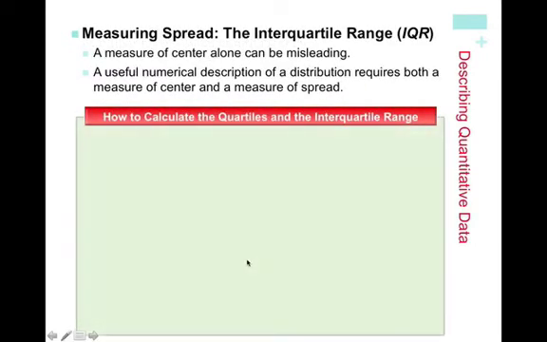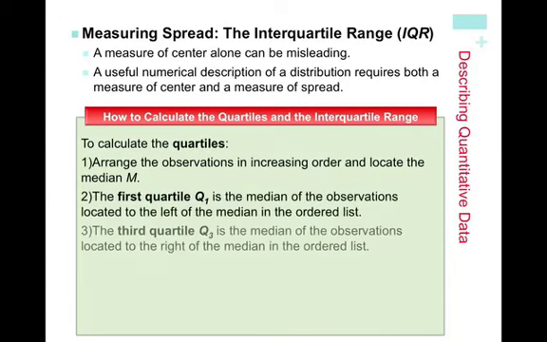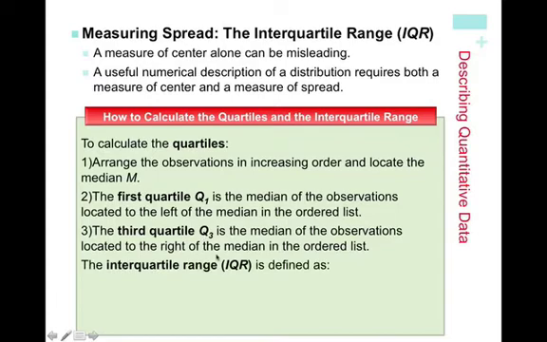We also talked about the IQR. It's just the measure of the middle 50%. The first thing we did was find the quartiles. Remember, for the first quartile, 25% of the values are below it. The third quartile has 75% below it. The IQR is Q3 minus Q1.